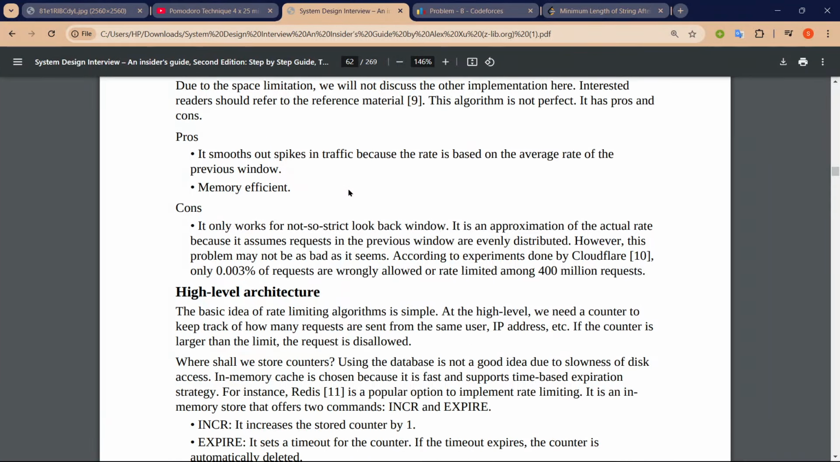It only works for a not so strict lookback window. It is an approximation of the actual rate because it assumes requests in the previous window are evenly distributed. However, this problem may not be as bad as it seems. According to experiments done by Cloudflare, only 0.003% of the requests are wrongly allowed or rate limited among the 400 million requests.